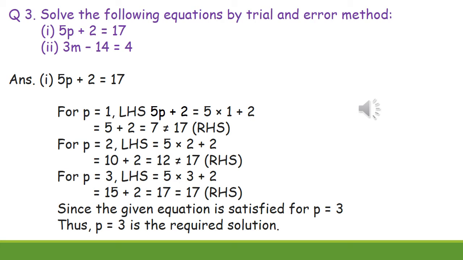Then we have taken value for p is equal to 2. And we did the same. 5 into 2 plus 2, that is 12. That is not equal to 17. But for p is equal to 3, LHS 5 into 3 plus 2, that is 15 plus 2, that is 17, which is equal to the RHS. So for p is equal to 3, the given equation is satisfied. So p is equal to 3 is the required solution.